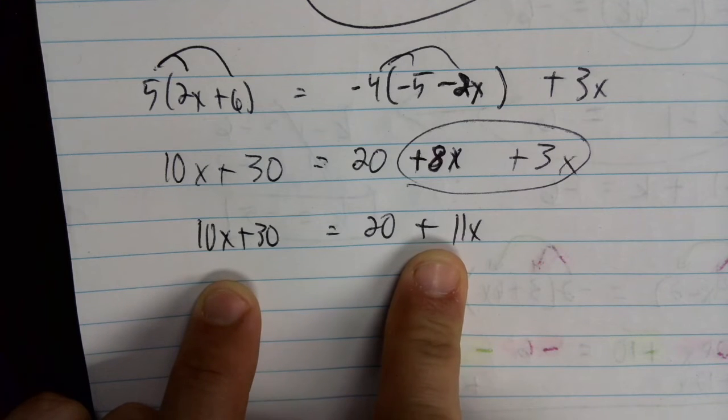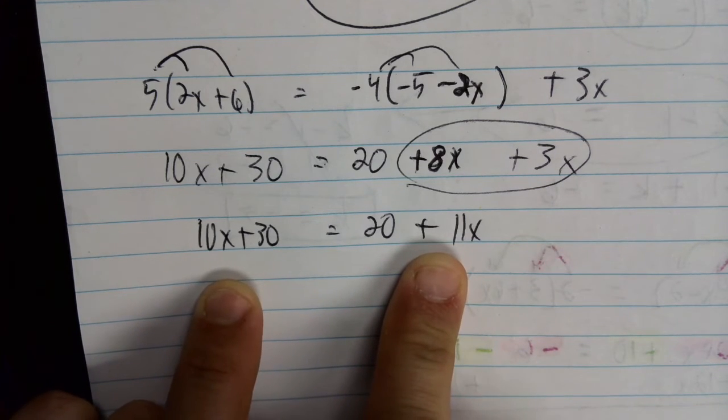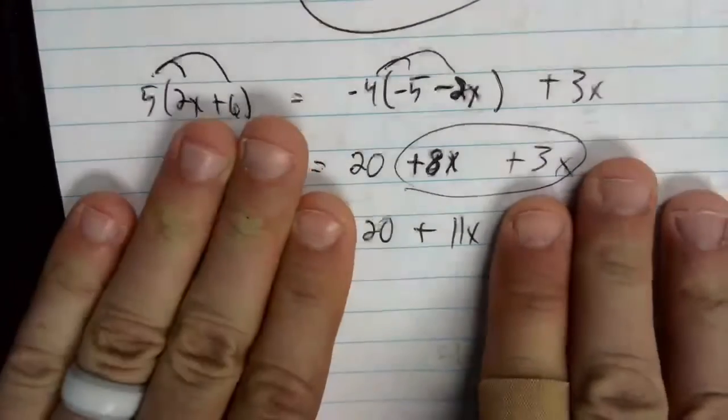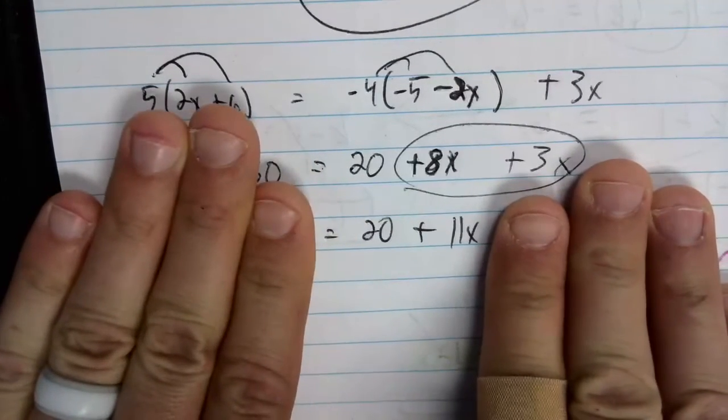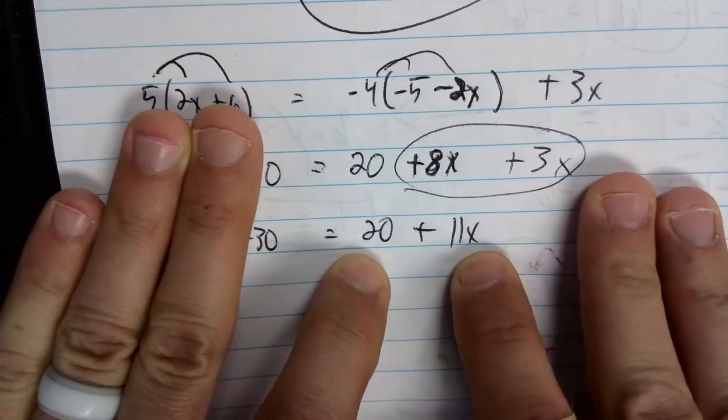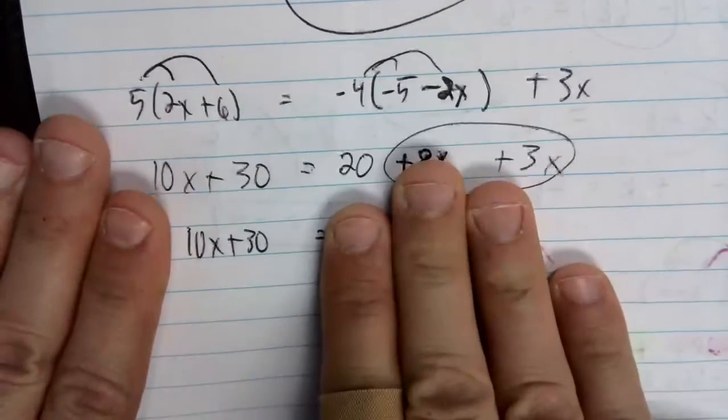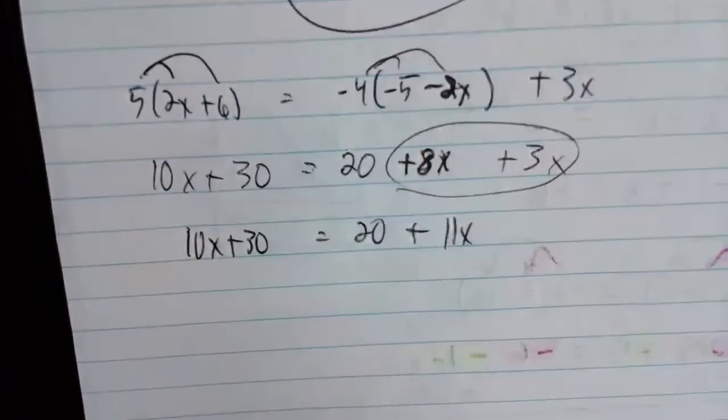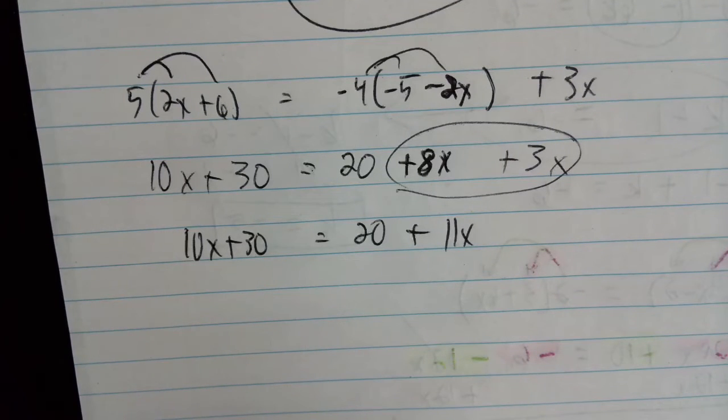Mathematically, it's more specific than just simpler. To be simplified means that nothing else can be combined on that particular side. Those aren't like terms, so they have to stay separate. Same thing is true of 10x plus 30. So that is simplified, kind of like when you can't reduce a fraction anymore.